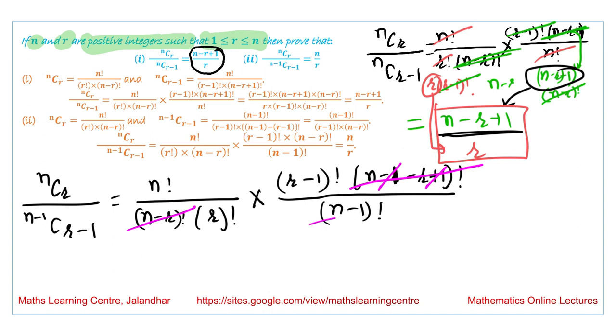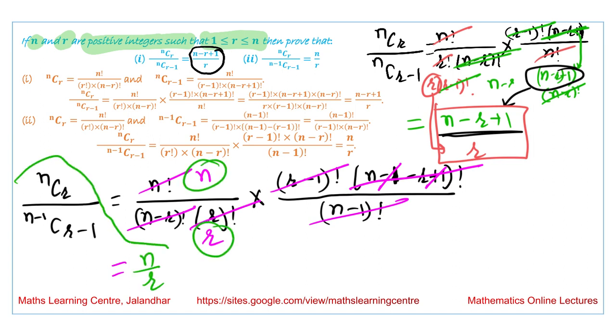When we cancel these two terms, we are left with this n. We cancel these two terms, we are left with this r. So the final value that we are left with is n by r. So the value of this term is equal to n by r. So this is our second result that we have proved.